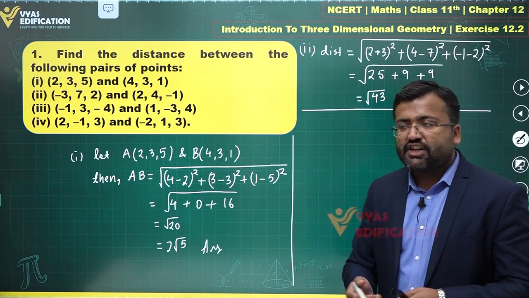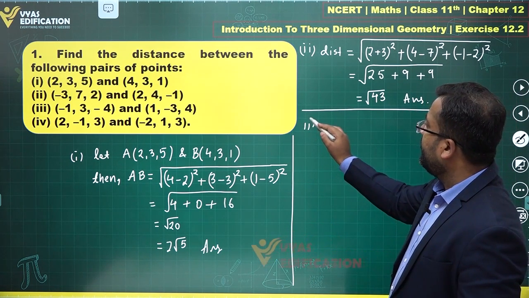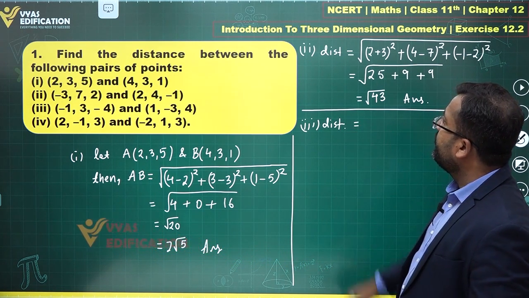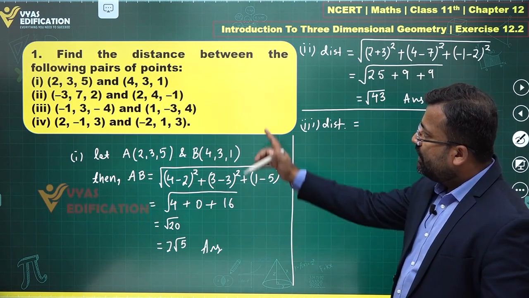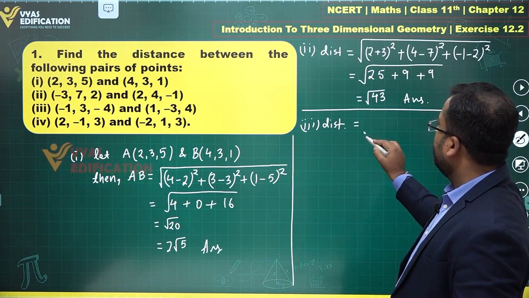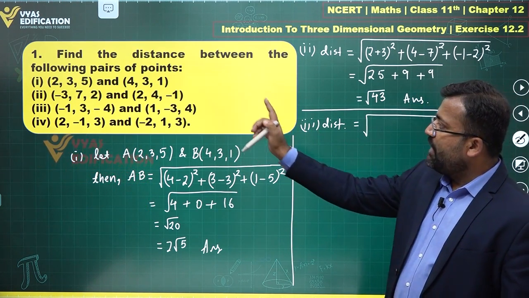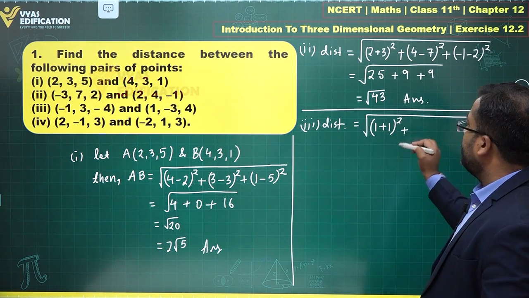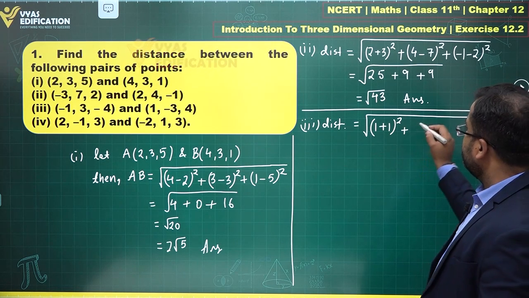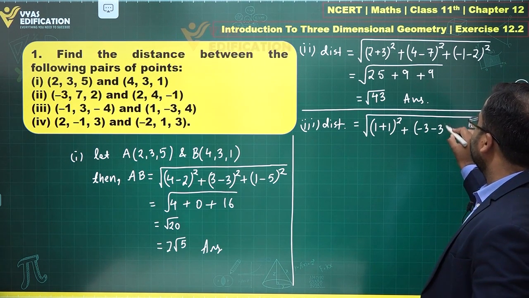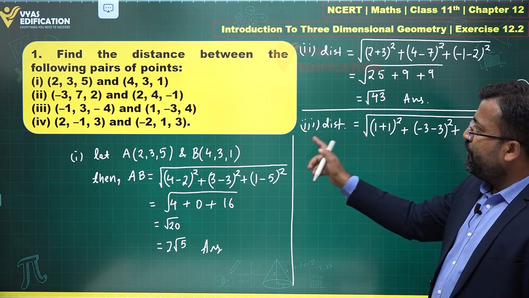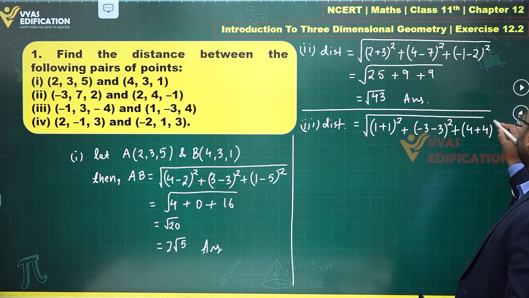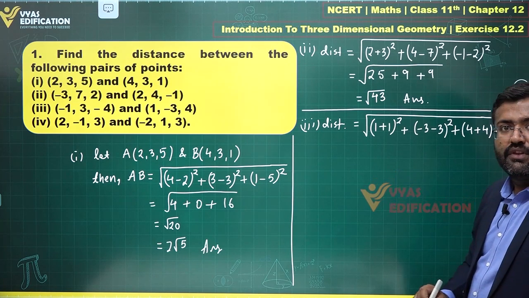What about the next one? Let's take a look at the third part. Distance is equal to, under the root, you'll have (1 minus of minus 1), which will become (1 plus 1) and it's a square, plus (minus 3 minus 3) squared, plus (4 minus of minus 4) will become (4 plus 4) squared. This is what you'll get, right?